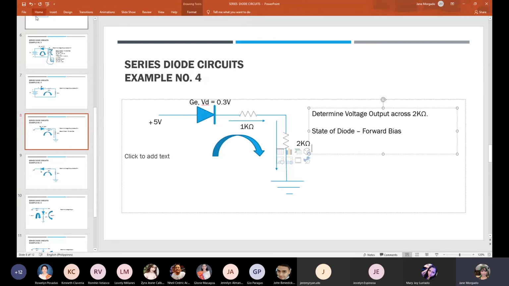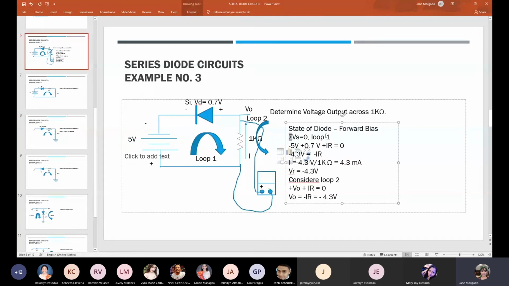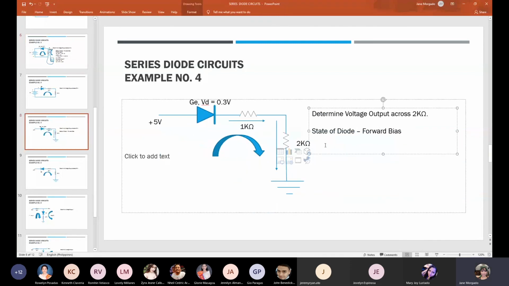So, summation of voltage is equal to 0 for loop 1. Starting with the supply, what will be our sign? Positive 5 volts. Then, after the supply, punta tayo sa diode. It enters positive, then lumabas sa negative. Kaya anong sign? Minus. Minus 0.3.